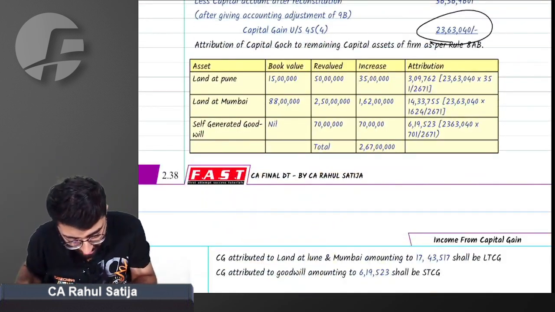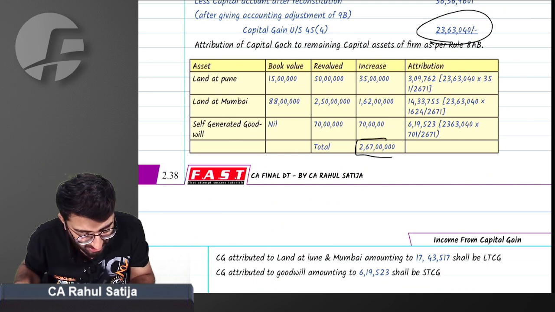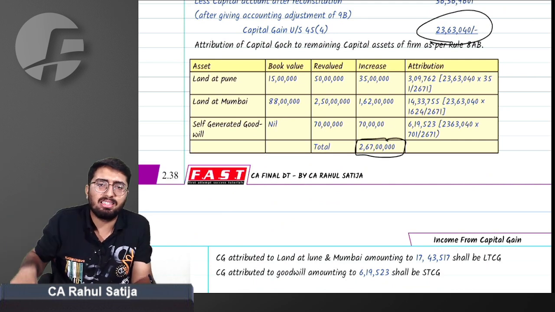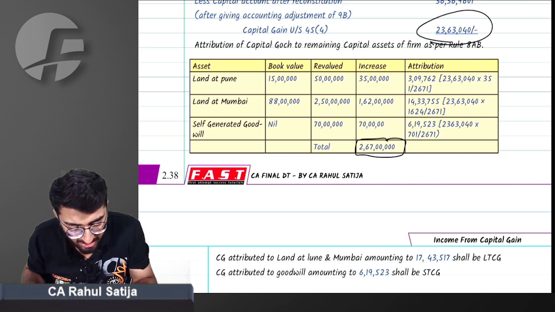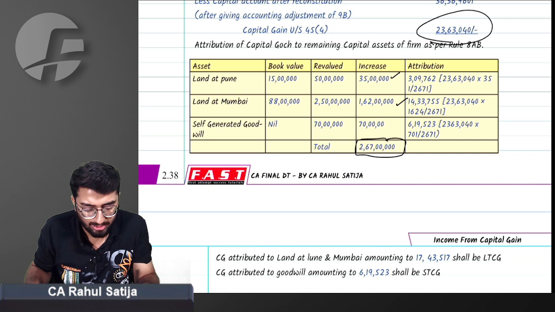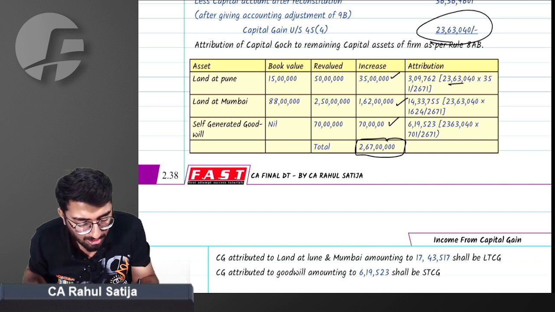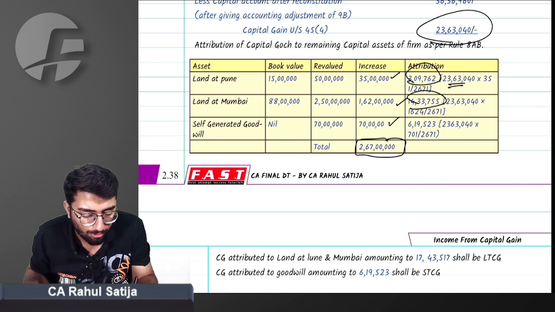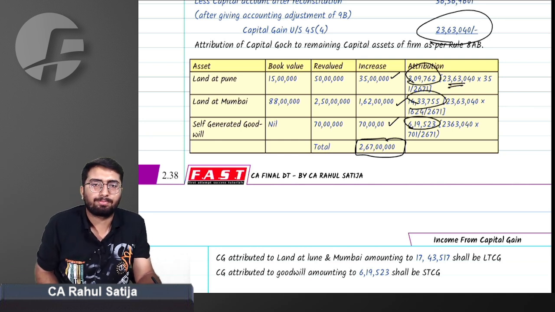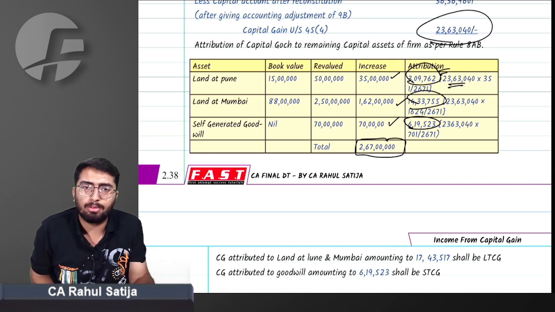How will the calculation be done? I have done it here. If I am asked how much increase is there, 2.67 crore is the increase. How much increase in Pune land? 35 lakh. How much increase in Mumbai land? 1.62 crore. How much increase in self-generated goodwill? 70 lakh. If I am asked to apportion, then the apportionment will come about this and this. Correct. Apportionment will turn out to be this amount.